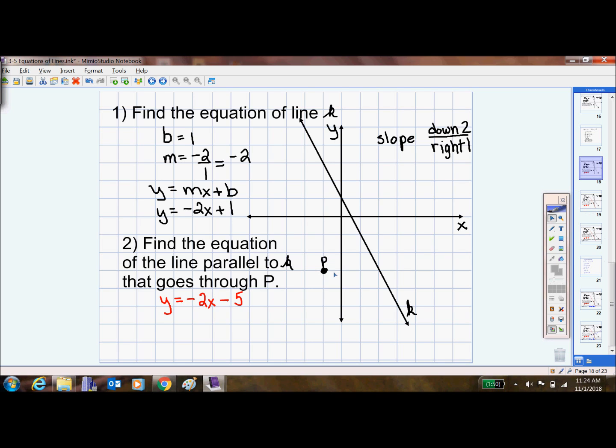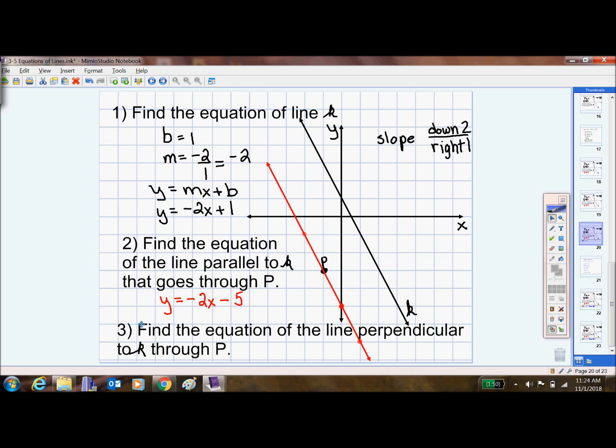So the graph of the line through this, down 2 over 1, down 2 over 1. Very nice that it does go through ordered pair 0, -5, the y-intercept: 1, 2, 3, 4, 5, then down 2 over 1, or up to the left 1 also works for that. And then our final question for this particular lesson: find the equation of the line perpendicular to K through P.